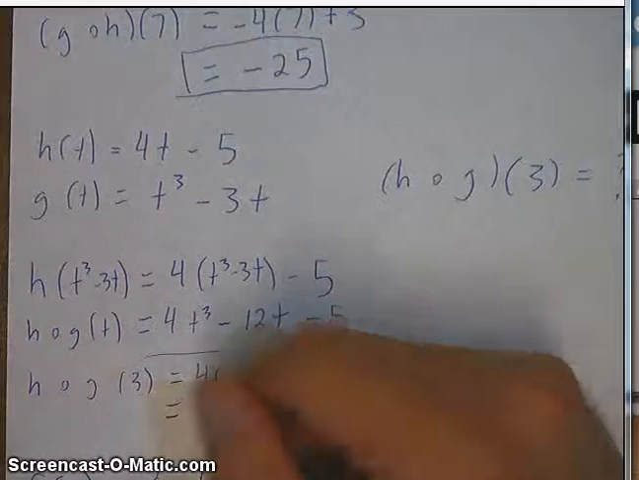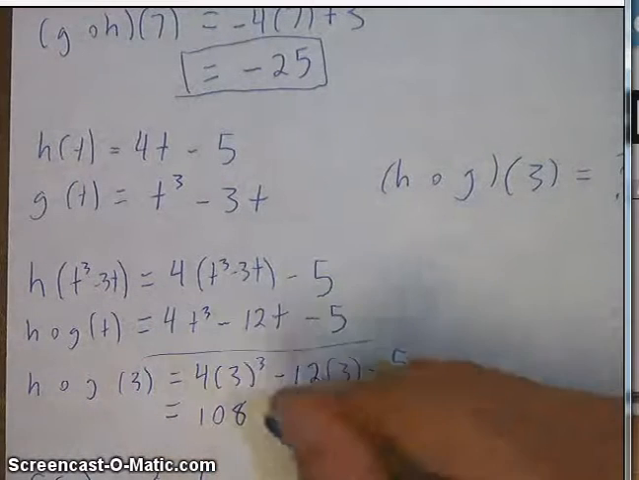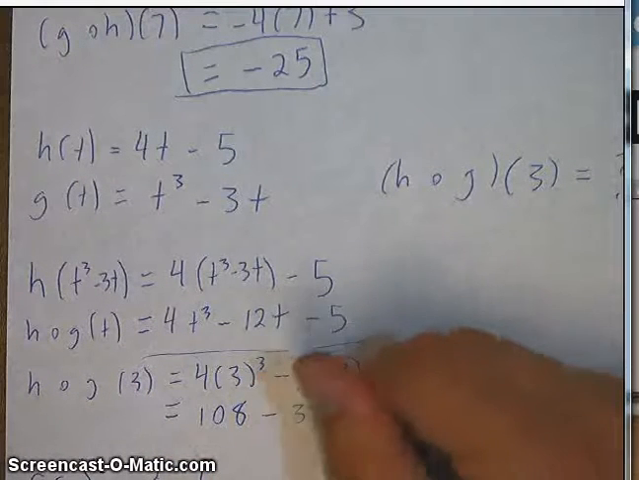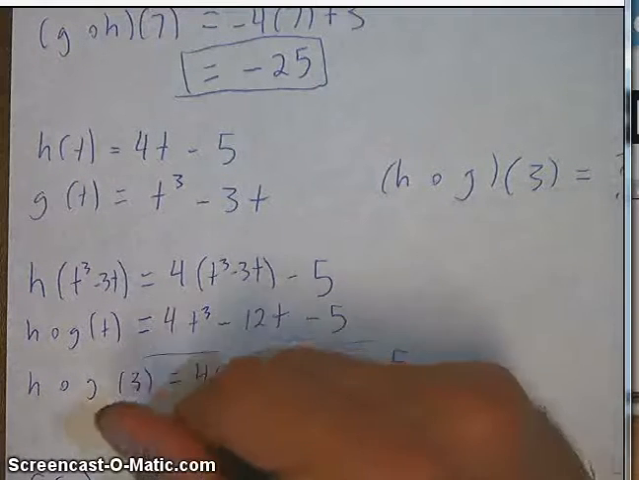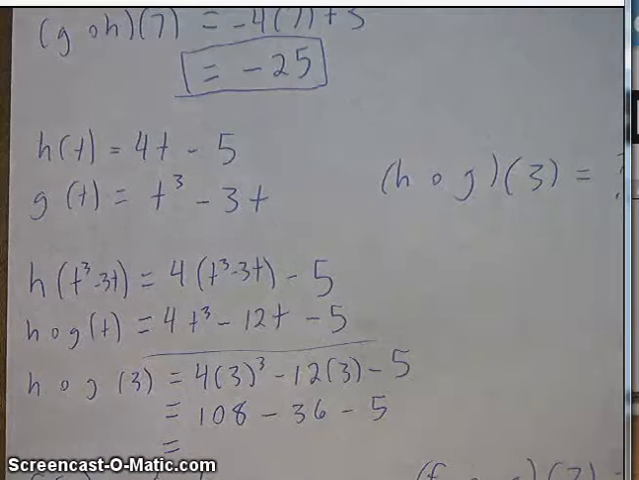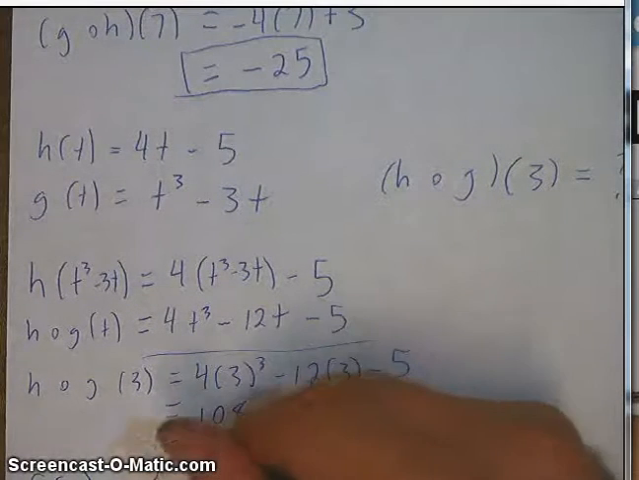27 times 4 is 108. 12 times 3 is 36, and we're going to subtract 5 from all that. So 108 minus 36 minus 5 is 67.